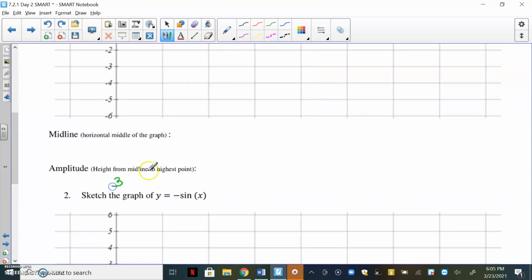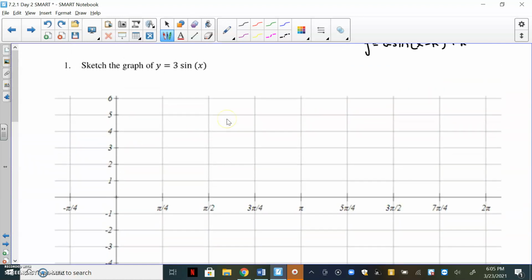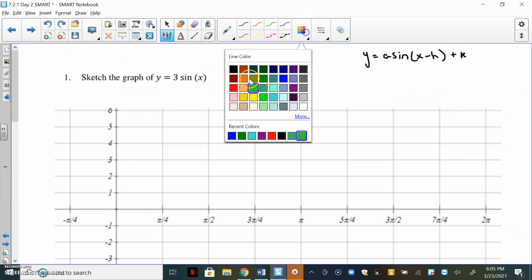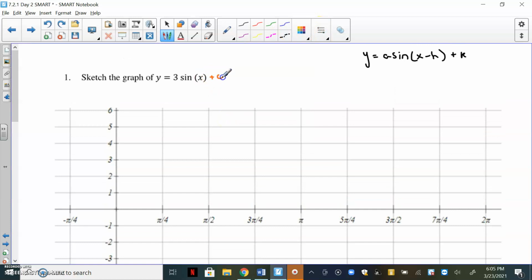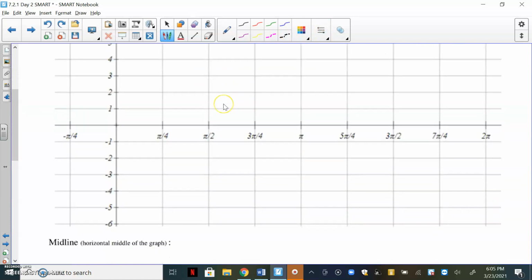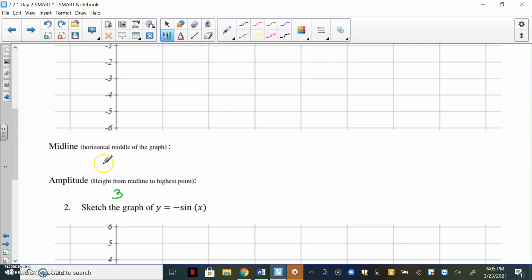Our amplitude is 3. The midline, because there was no extra k, we could just imagine that it was a 0, right? Because the default midline is 0. So technically, if there's no k value there, it's just going to be 0. Y equals 0.